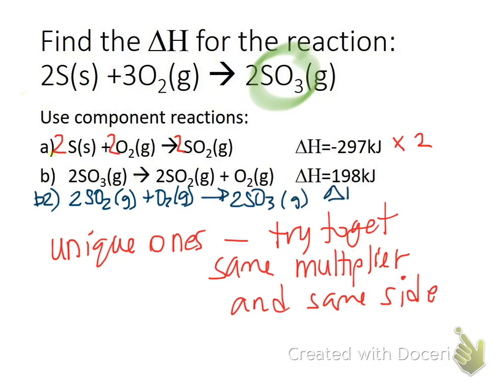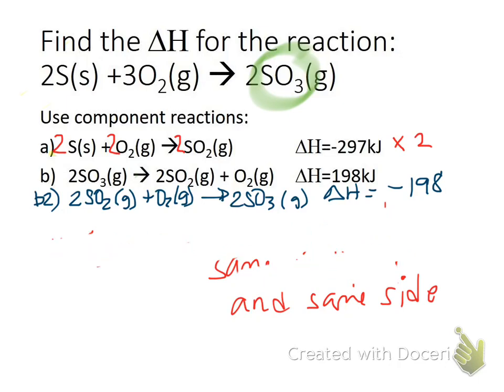But what happens to the delta H? It becomes negative when we flip things. So, same equation, I've just literally flipped it from left to right. And now let's check. Is the SO3 on the same side of the equation? Yes. Does it have the same multiplier? Yes. Okay. So what I'm going to do at this point is add the two equations together.